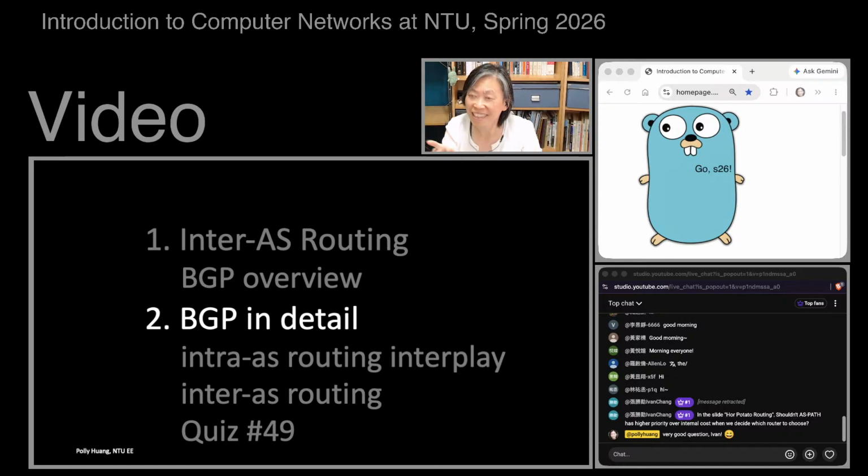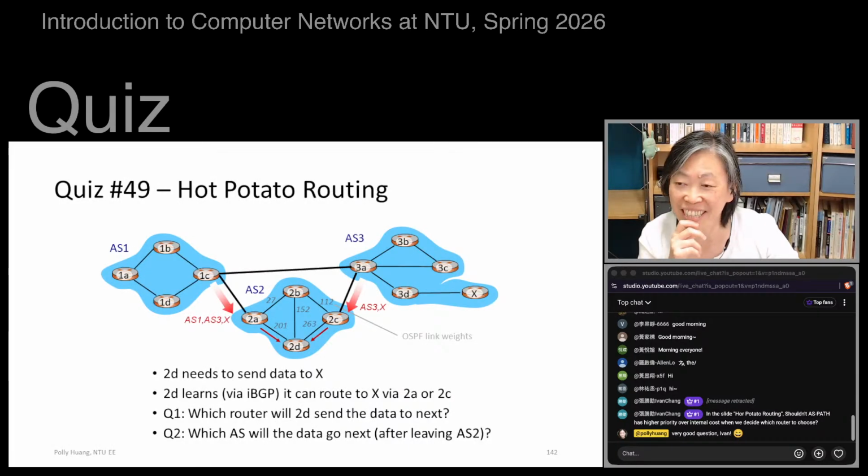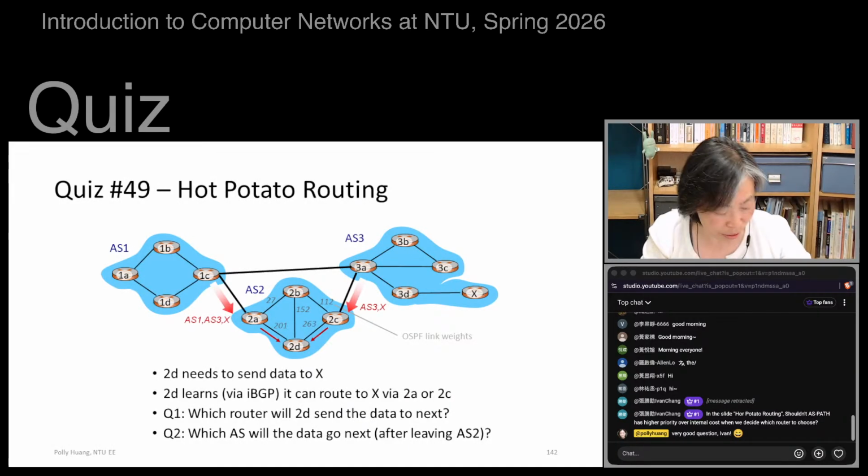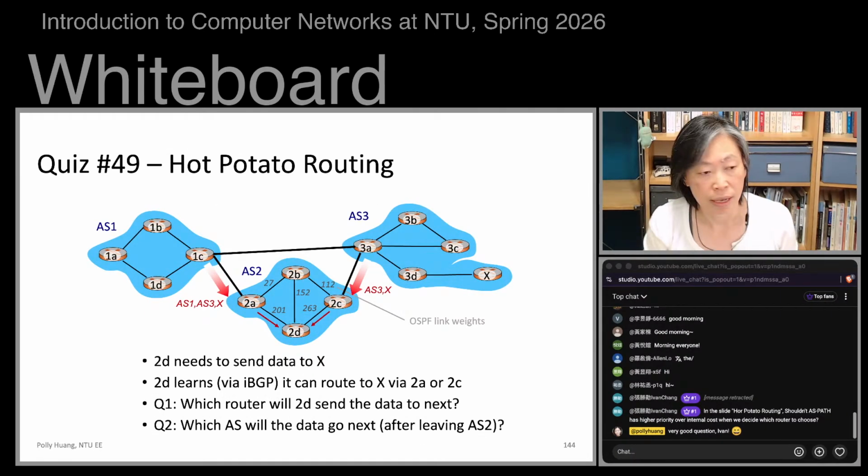And you know what? It's perfect timing. That's the exercise on hot potato routing. So this is quiz 49. The scenario looks familiar, right? It's just like the example we saw describing hot potato routing, except that Polly has added one link here between 2A and 2B. The scenario is completely the same. So once again, we ignore that the internal routers would choose an AS path based on the AS path length and simply determine it based on hot potato routing.